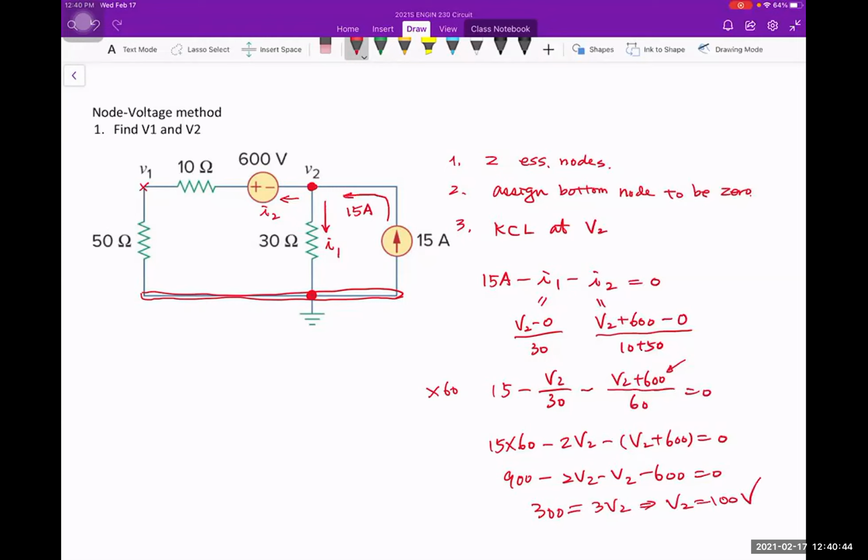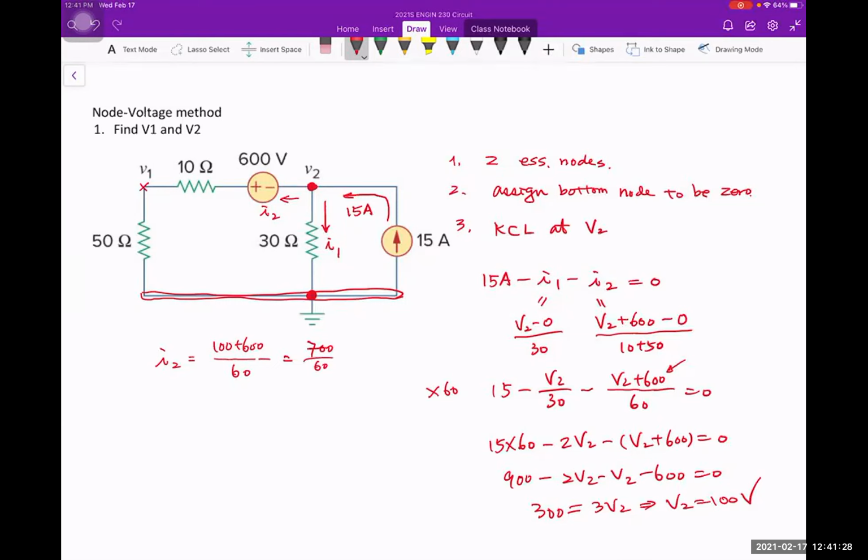Okay. All right. So now once you have the V2 equal to 100, then how do you get the V1? Well, then you can look at what is the I2. If you have V2 equal to 100, what is I2 equal to? The I2 is going to be 100 plus 600 divided by 60, right? So that gives you the total current. That would be 700 divided by 60, right?